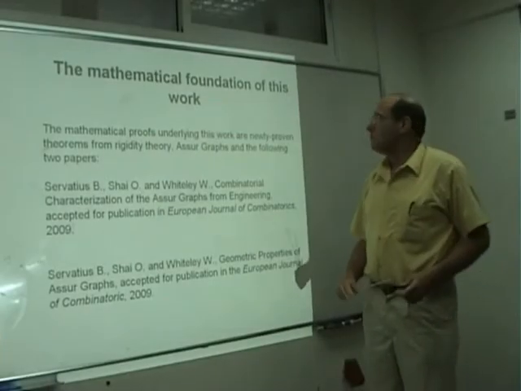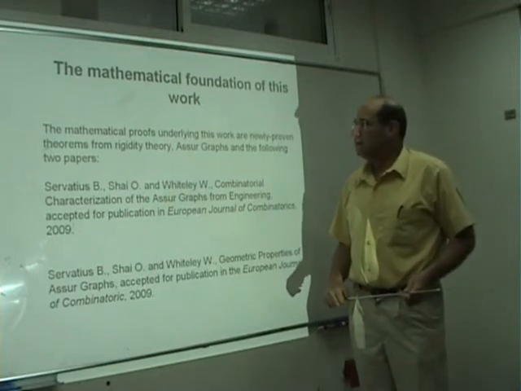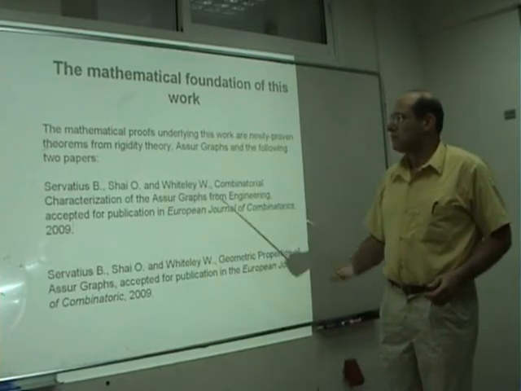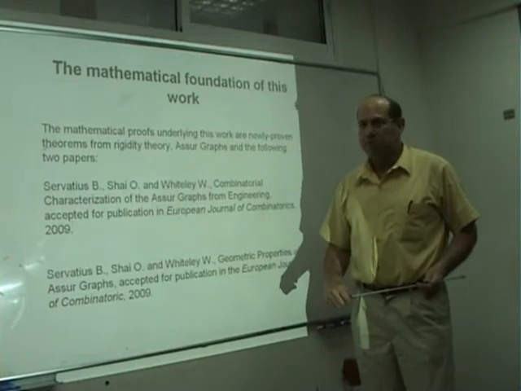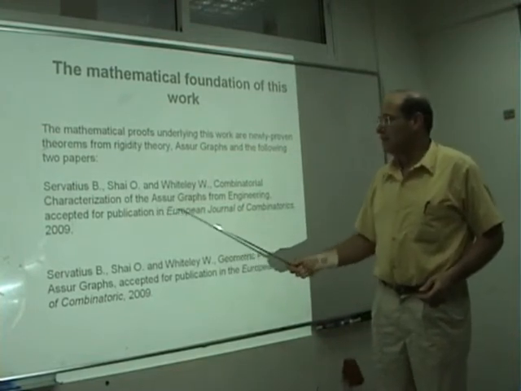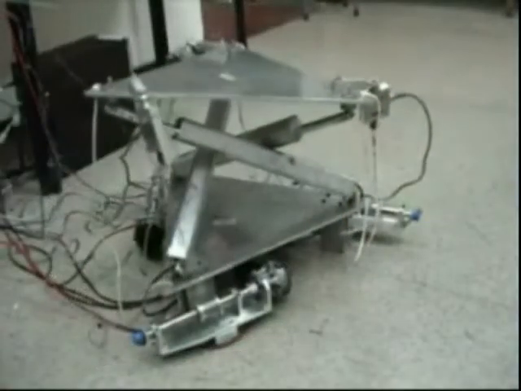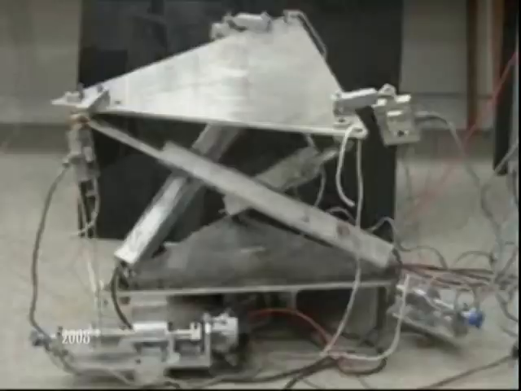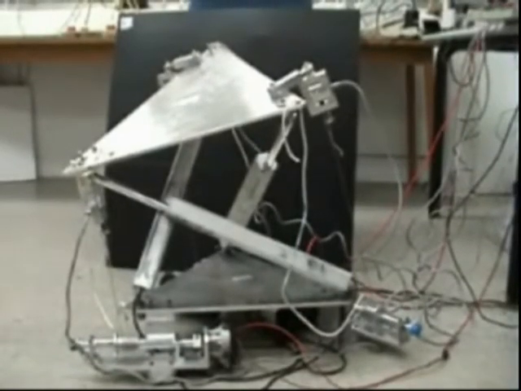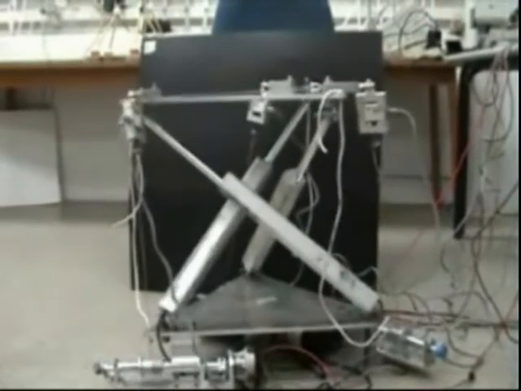The mathematical foundation of this work is based on theorems that are proved in rigidity theory, Assur graphs, and the following two papers that are going to be published this year in the European Journal of Combinatorics. This robot, which is being developed in our lab, is capable of remaining stiff throughout its movements, unlike other tensegrity applications, like a human hand that can be flexible and rigid at the same time.